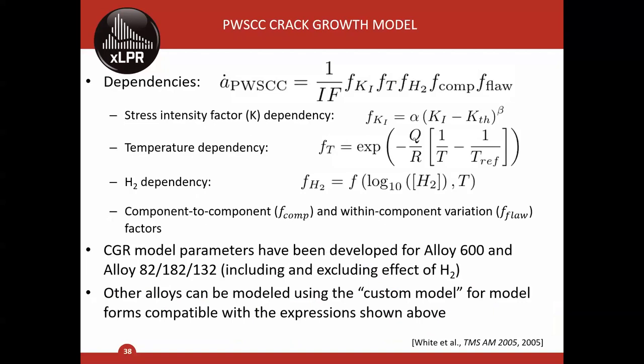The PWSCC growth model is based on the models developed in MRP 55, MRP 115, and MRP 263 for alloy 600 and alloys 82, 182, and 132. These models are semi-empirical as well and include theoretical dependencies with laboratory data used to develop the model parameters. Included dependencies in the crack growth rate model are a power law dependence on stress intensity factor with optional stress intensity factor threshold, an Arrhenius temperature dependence, as well as factors for the dissolved hydrogen concentration, component to component, such as heat to heat or weld to weld, and within components, such as within heat or within weld variability, as well as a factor of improvement.